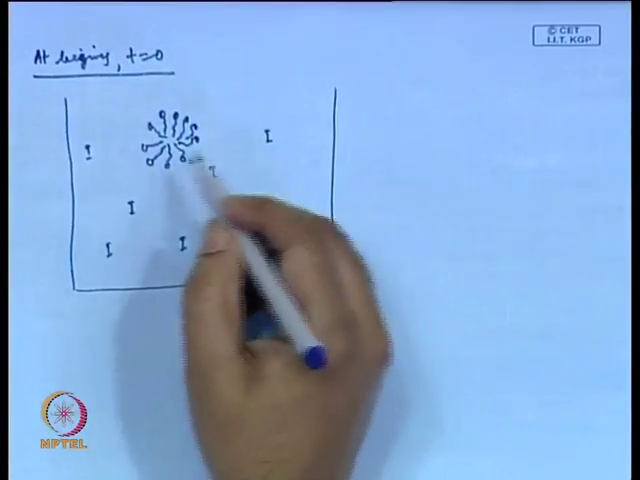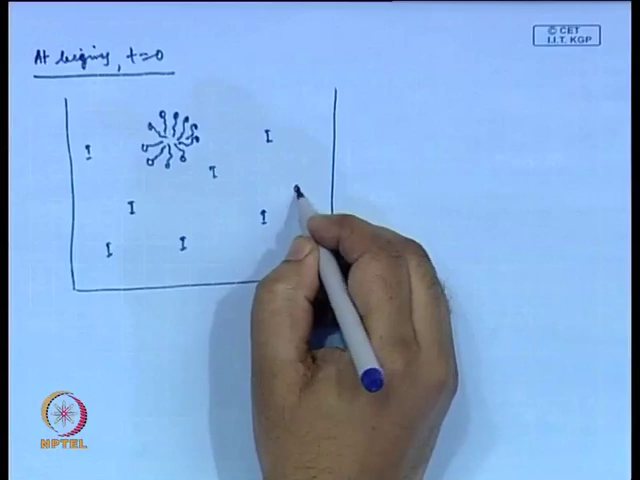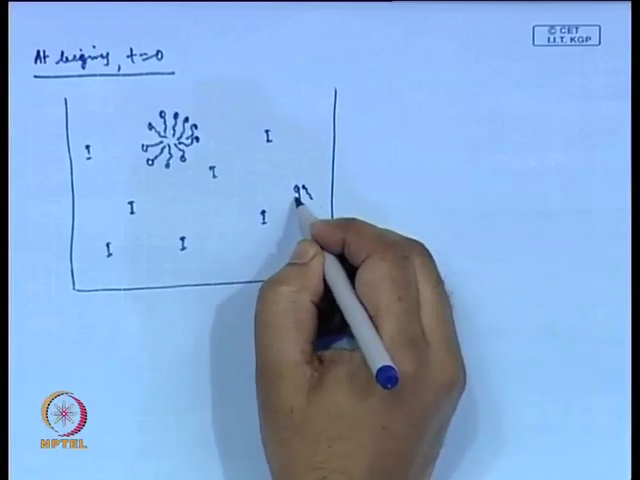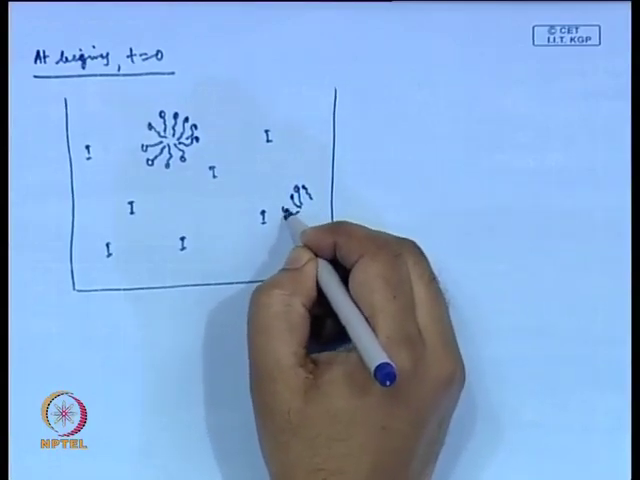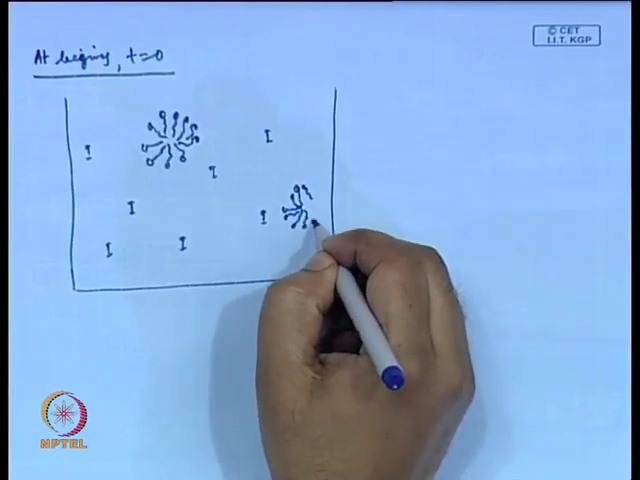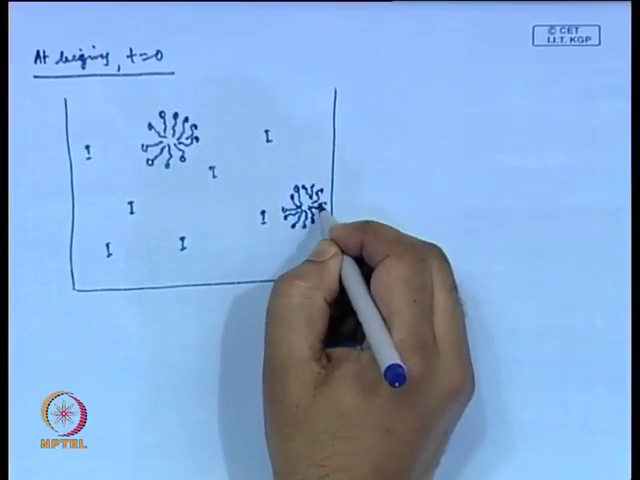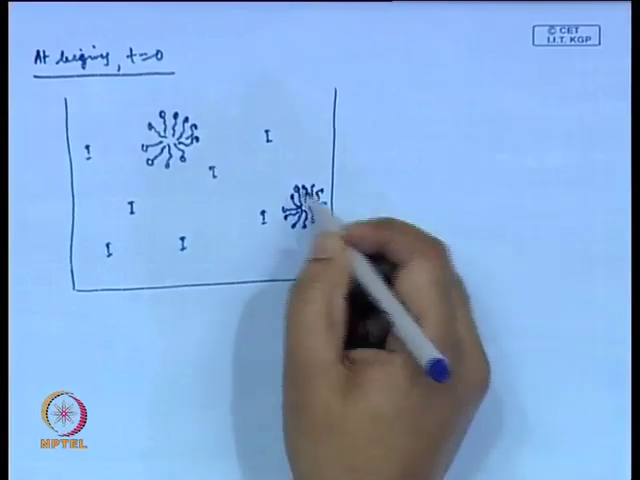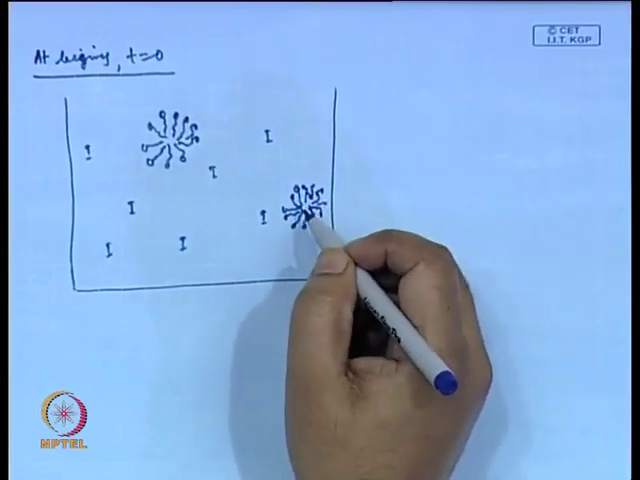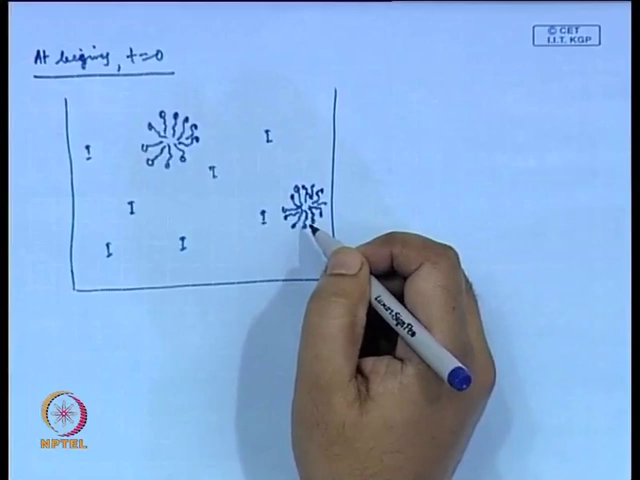So, there will be many micelles. Let me draw one or two here. Now, I am drawing a spherical micelle. That does not mean that all the micelles are spherical, or that micelles are always spherical.